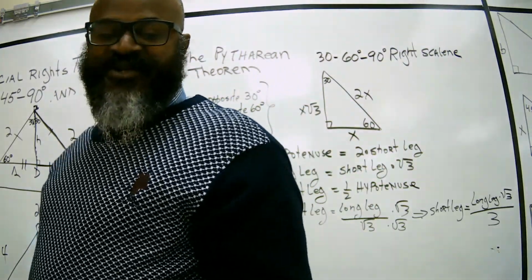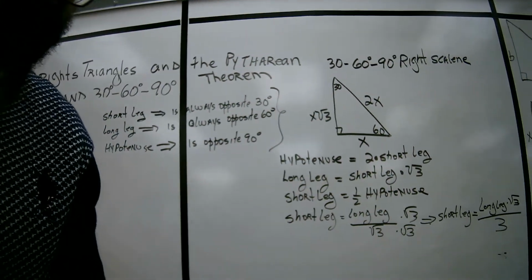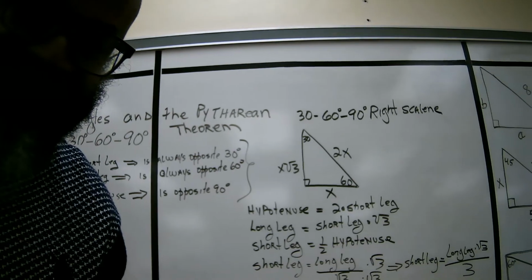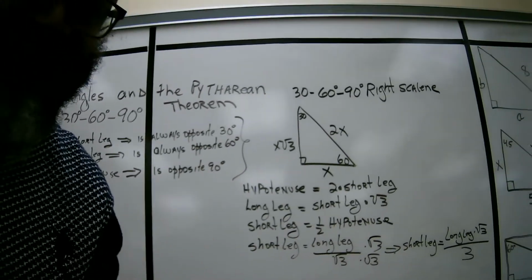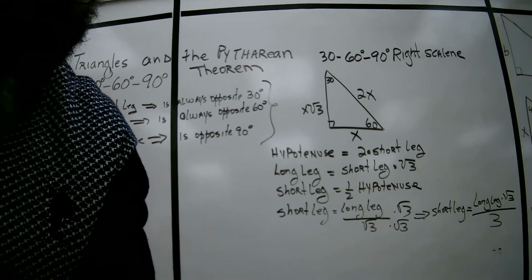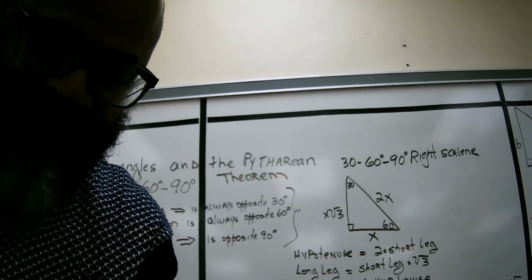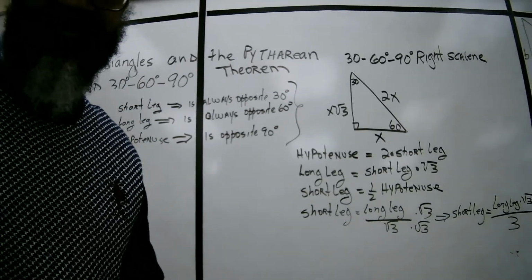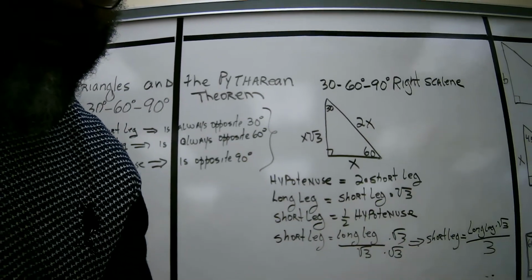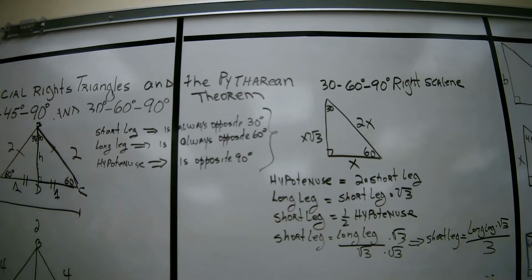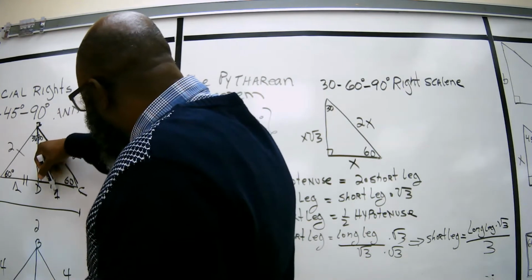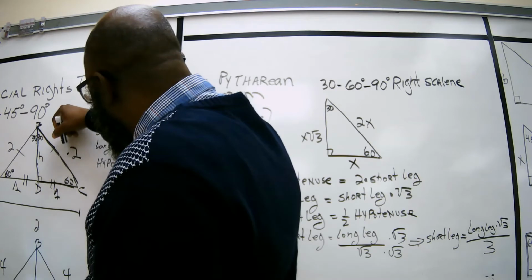So in a 30, 60, 90 triangle, there is a special relationship between the hypotenuse and the short leg. If you know the hypotenuse, you can always use that relationship to find the short leg. We're going to do some examples, and hopefully we'll be able to determine that. Whatever the hypotenuse is, it is 2 times the short leg, or the short leg is half of the hypotenuse.